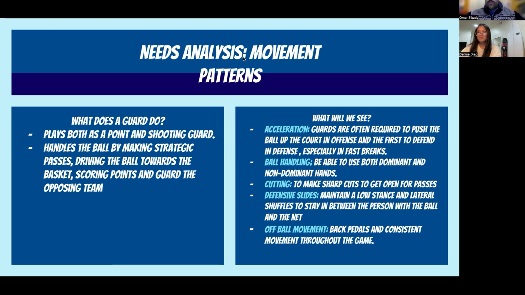Defensive slides. They need to maintain a low stance and lateral shuffle to stay in between the person with the ball and the net and protect their hoop, if you will. Off ball movement, back pedals, and consistent movement throughout the game. These are just some of the things that are required from the one and two guard. It obviously gets way more in depth, which we'll cover in this next slide.